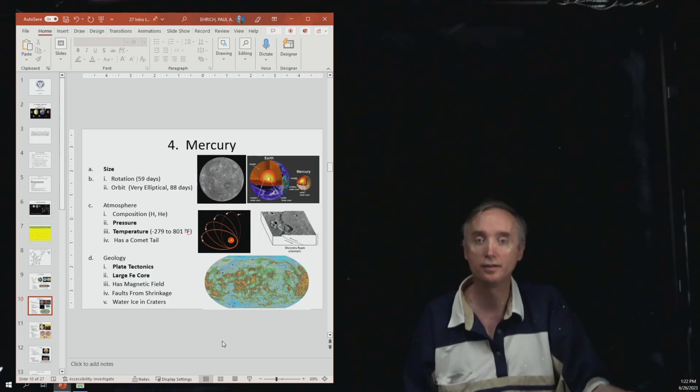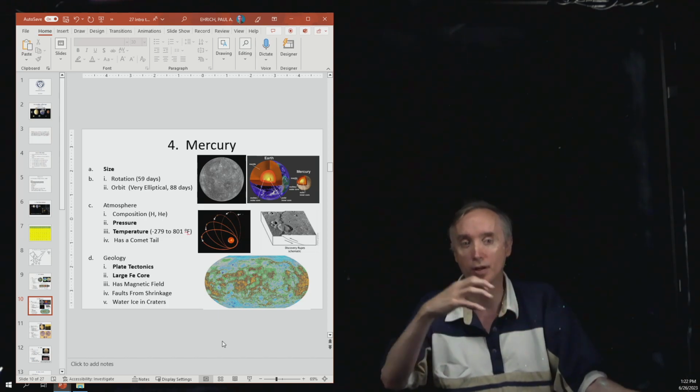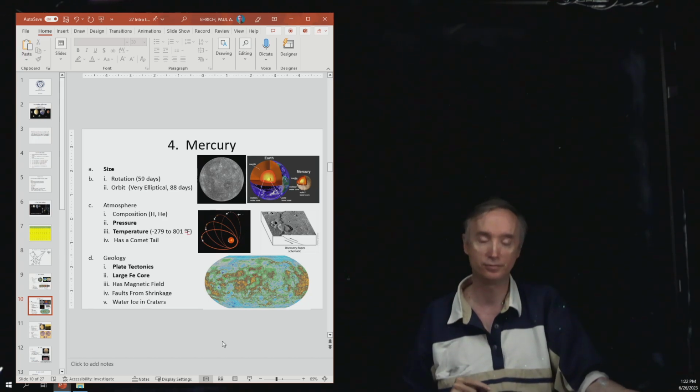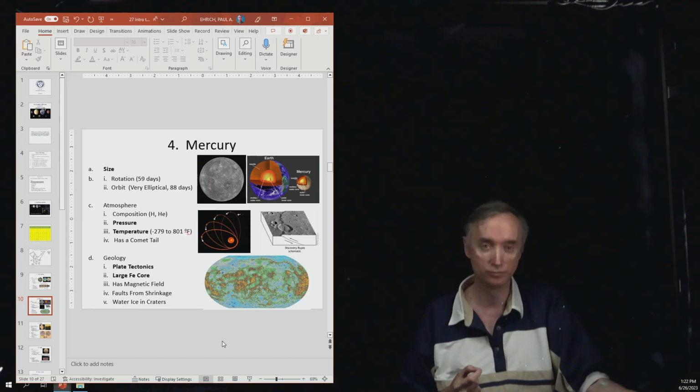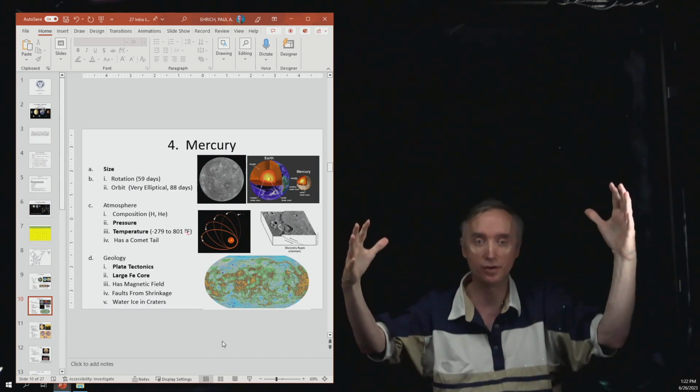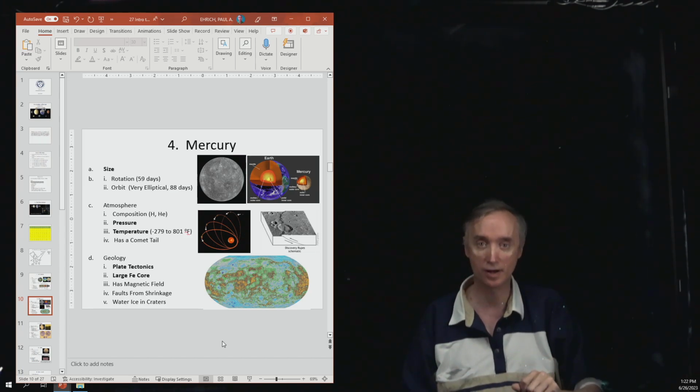Okay, so another thing about Mercury is that it has a comet-like tail. Gases are being blown off the surface of Mercury. So that should pose a question to you. How could Mercury have an atmosphere at all? Because it's so small, it's going to lose that atmosphere into outer space because it doesn't have much gravity. So how could Mercury have any kind of atmosphere whatsoever?